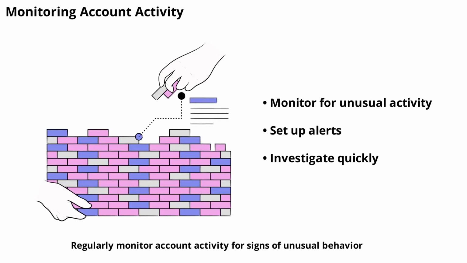Regularly monitor account activity for signs of unusual behavior, such as logins from new locations or changes to user permissions. Set up alerts for suspicious actions and investigate promptly. Proactive monitoring helps you catch potential security incidents before they escalate.